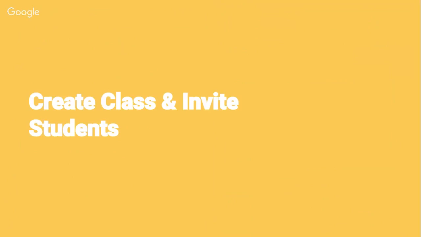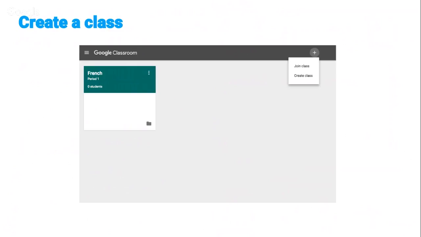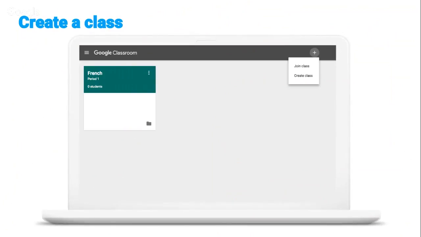So the first thing we're going to go over is how to create a class and how to invite your students. When you log into classroom.google.com, this is the screen that pops up when you're logged in through your school domain. If you've never used Classroom before, you would not have any classrooms set up. If you have, you may see your classrooms from the previous years. So what you can do is go over to the right-hand corner and you'll see the little plus button. There are two options when you click on that. It's Join Class or Create Class.